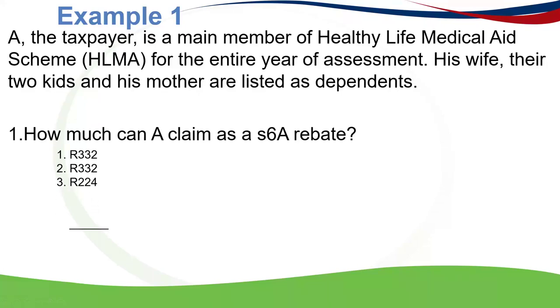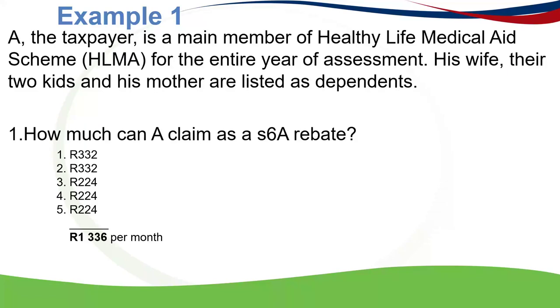And then for any additional dependent, the taxpayer would get a credit of 224 for each month that they contribute towards a medical aid for each additional dependent. So that would be 224 for the first child, the second child, as well as the mother. And then if we look at the total of the credits per month, we will get to a sum of 1,336 per month for all 5 dependents.